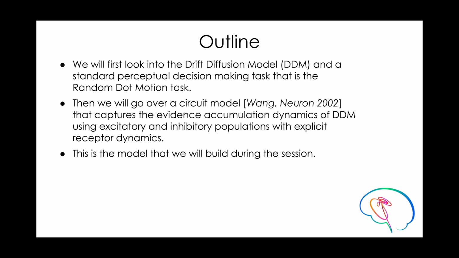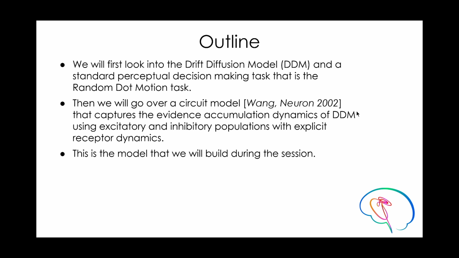And then we'll also look into the random dot motion task. This is a very popular behavioral task, purely perceptual again. And then we will also move on to the circuit model. That's the same model that we will be building. It's quite a popular model. That's why we picked this one from this Wang paper at 2002.